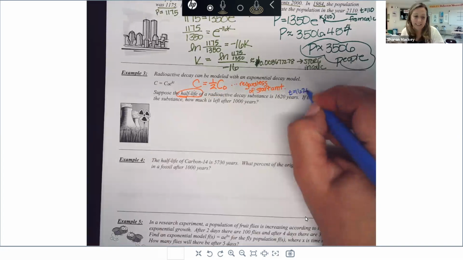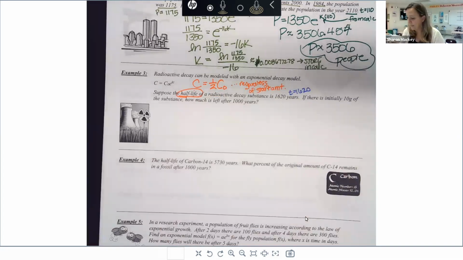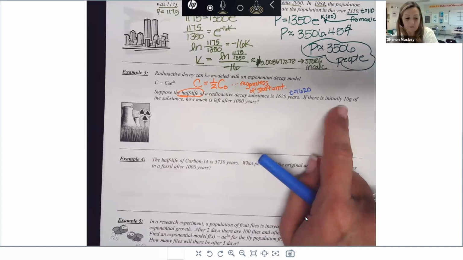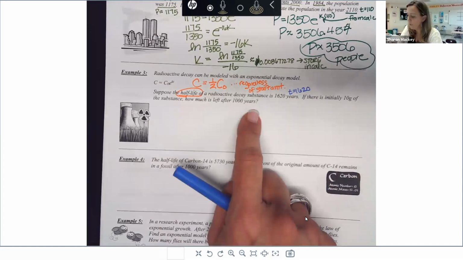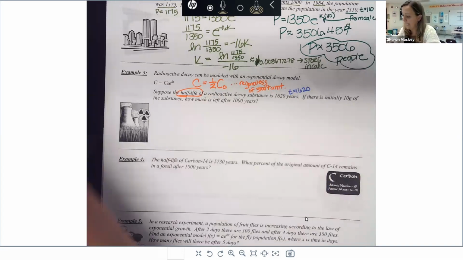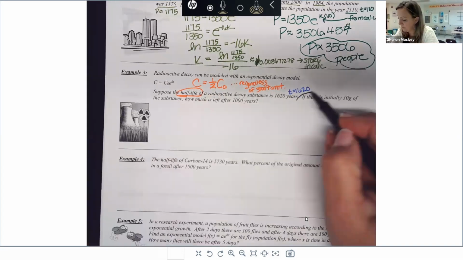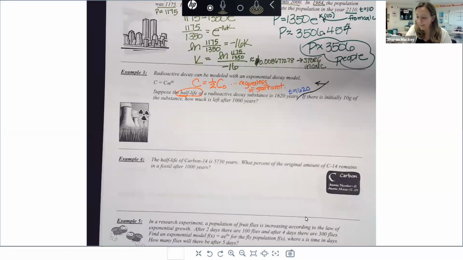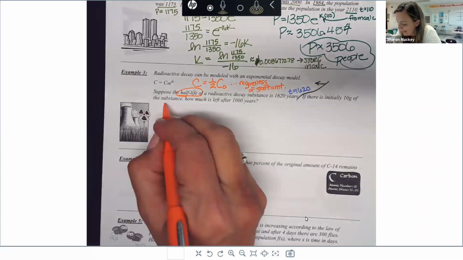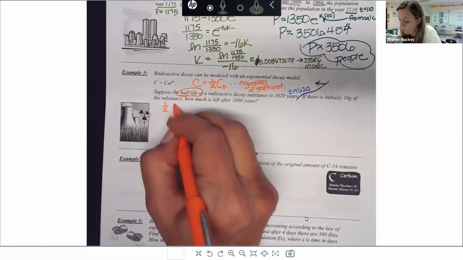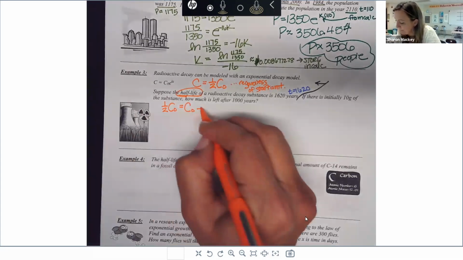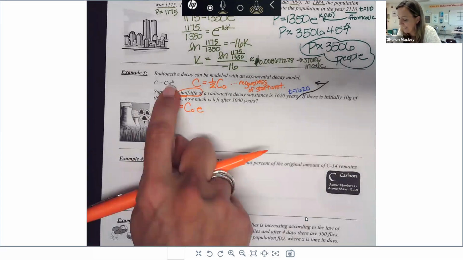So that's telling us that there is a half-life. And it says if there is initially 10 grams of the substance, how much is left after 1,000 years? Well, we're not even going to deal with that part yet. This is what we're going to use first, okay? We're going to use this part of the sentence first. So let's put that in. In place of C, that's going to be 1/2 of whatever our start amount was. And then that's going to equal C sub 0 times e to the K times T.